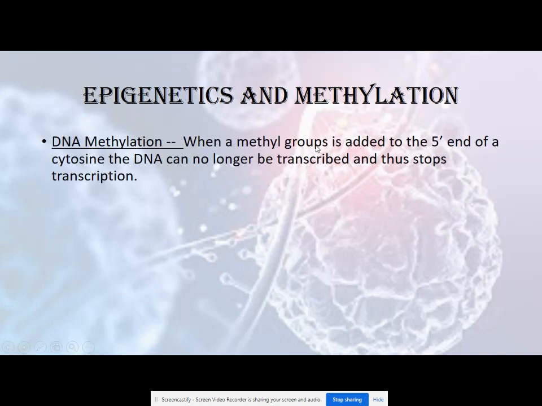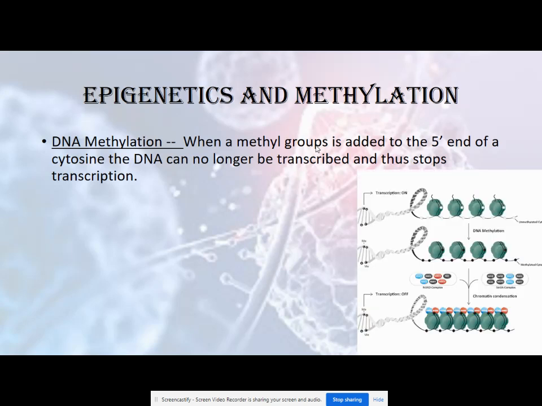DNA methylation is a big one that I want you to understand. What happens is that a methyl group is added to the 5' end of a cytosine in DNA. You don't need to know it that much. Just know that it's going to stop transcription. So in your DNA, it's basically a little cap on the C's. It happens in places where you have CGs. Because C is complementary to G, these little caps get put on with a methyl group.